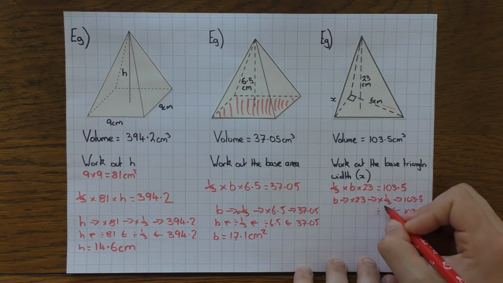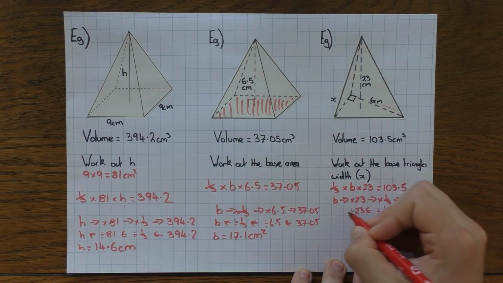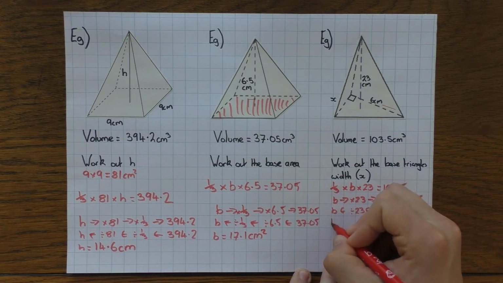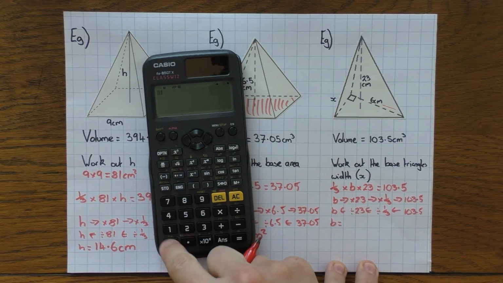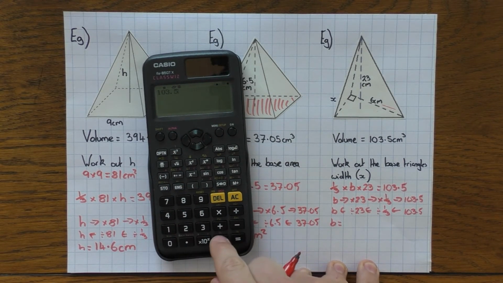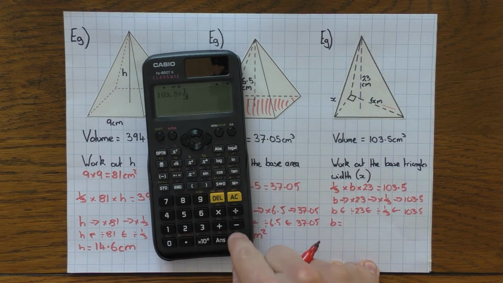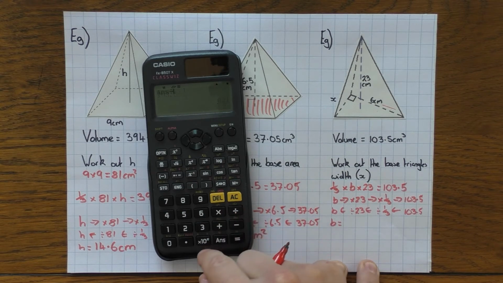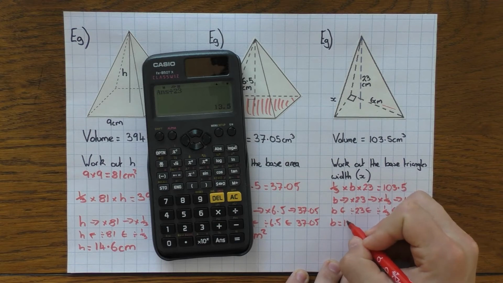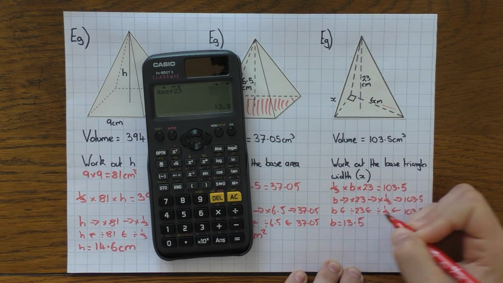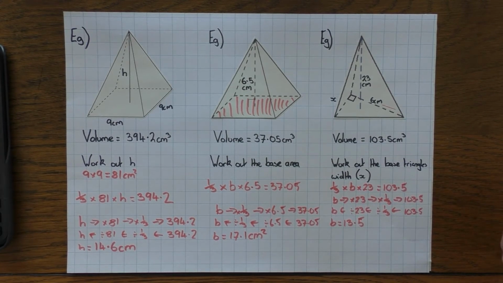103.5 divided by a third, divided by 23 gets us the area of the base, or the area of that right angled triangle. So what is that? Because that's going to be crucial. So 103.5 divided by a third, and then divided by 23, and that's 13.5. Excellent. Okay, so the area of that triangle there is 13.5.